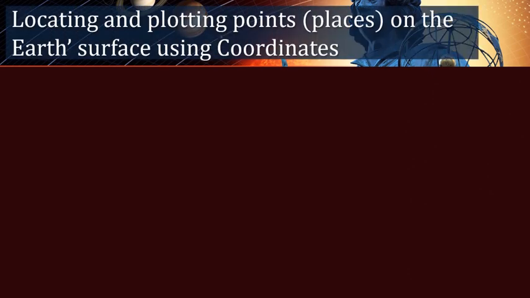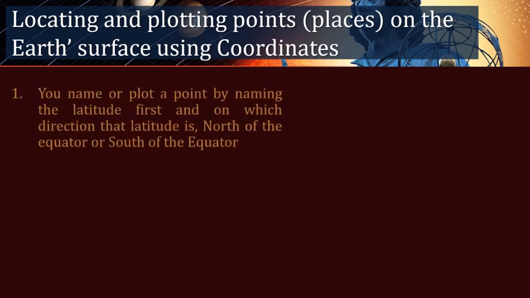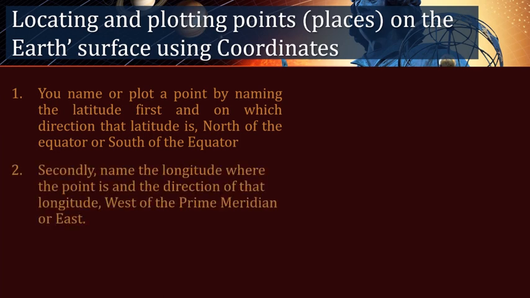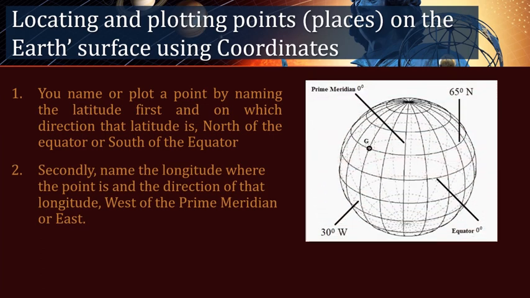So, how do you do that? The first thing you do is name or plot a point by naming the latitude first and the direction of that latitude, north of the equator or south of the equator. The second important thing is to name the longitude where the point is and the direction of that longitude, west of the prime meridian or east. So, as you can see, here's an example of the point G.